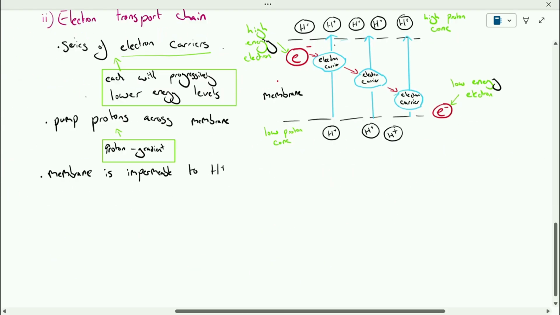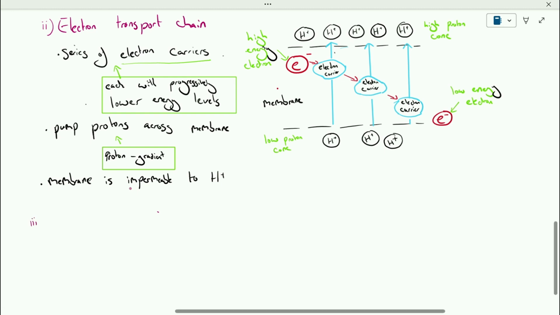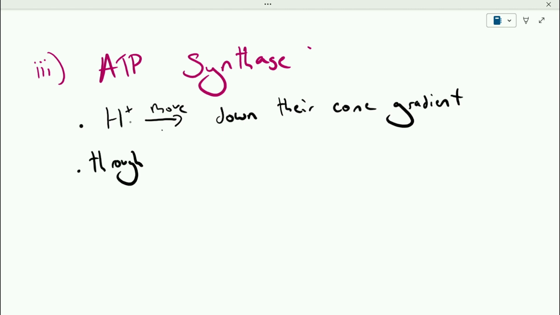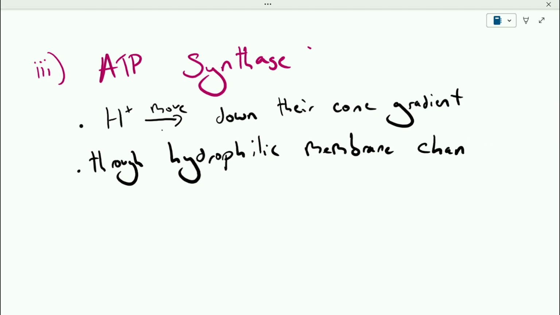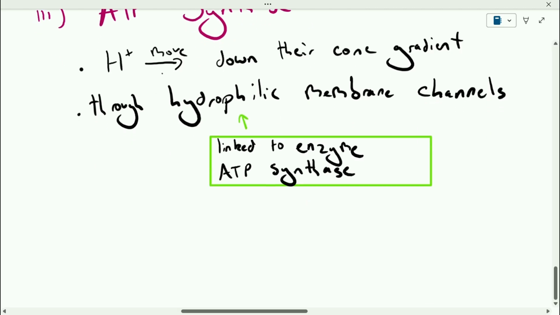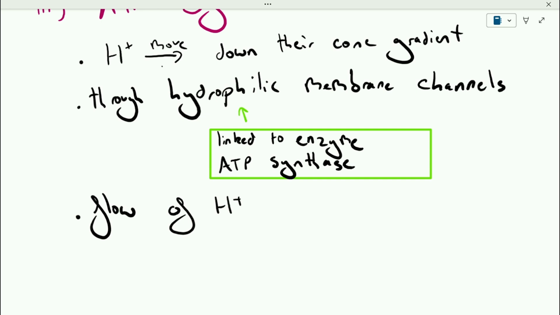The final stage of this is all about the synthesis of ATP. This happens via an enzyme called ATP synthase, where H+ ions move down their concentration gradient, but because of the impermeability of the membrane, they can only move down the concentration gradient via hydrophilic membrane channels. The flow of protons down their concentration gradient provides the energy needed to synthesize ATP from ADP and an inorganic phosphate.